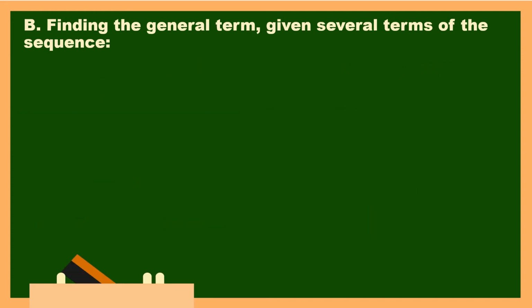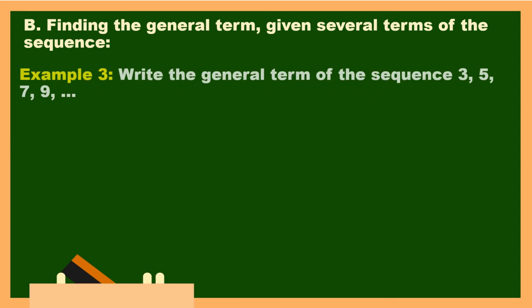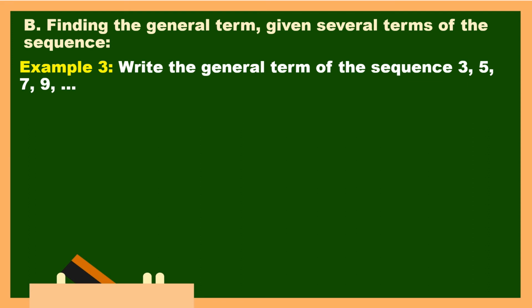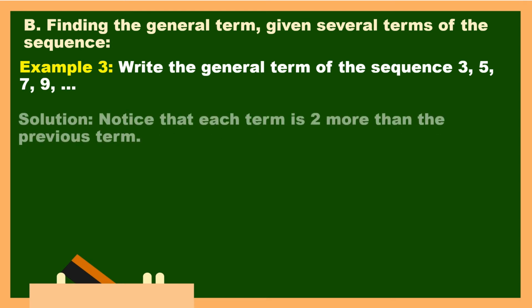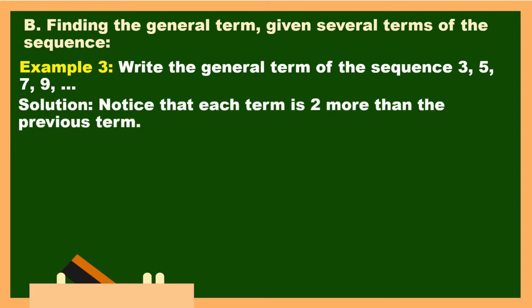This time, we are going to find the general term of the sequence by using the given several terms of the sequence. For example, write the general term of the sequence 3, 5, 7, 9, and so on. And as you notice in the terms in the given sequence, each term is 2 more than the previous term or bawat term ay dinadagdagan ng 2. Our A sub n here is the sequence 3, 5, 7, 9, and so on. At ang n naman ay 1, 2, 3, 4.